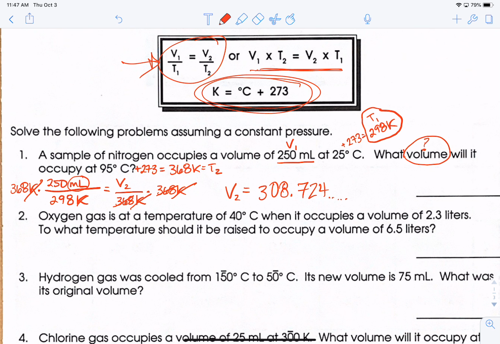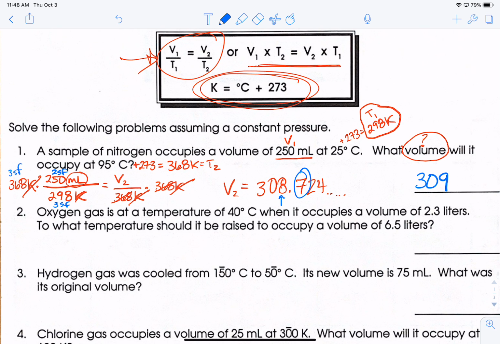All right. I have how many sig figs in 250? Here, I'll do it in a different color so we can see. 250 has how many? 2. It's ambiguous. 368 has 3 sig figs. 298 has 3 sig figs. Therefore, our answer must be rounded to here. So we look at the 7. And our final answer would be 309 because the 7 tells us to move it up. And the units, what are my units? Oh, milliliters. Okay, I'm looking for volume. Milliliters.